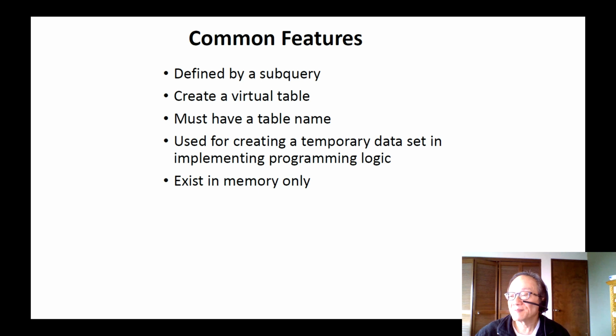We use a common table expression or a derived table for creating a temporary data set in implementing our programming logic, especially when we have more complex programming logic. Keep in mind, both the common table expression and the derived table exist in memory only. They are in scope only when the code in which they are defined is running. They are not persisted in the database.